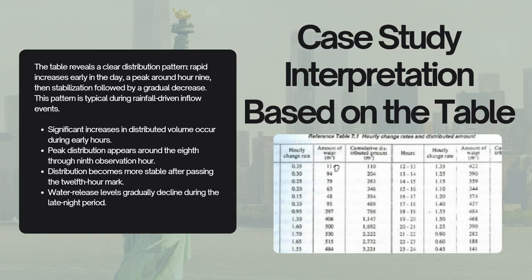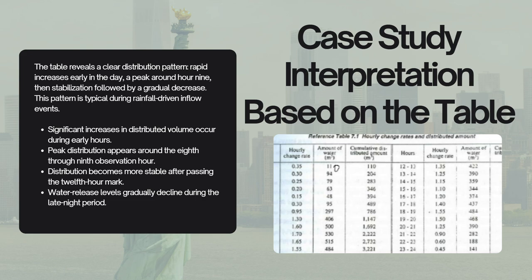In the next part, we talk about the case study with interpretation based on the table. The table reveals a clear distribution pattern with a rapid increase early in the day, a peak in hour 9, then stabilization flow and a gradual decrease. This pattern is typical during a rainfall driven inflow event.